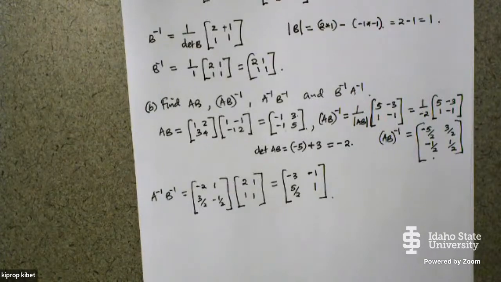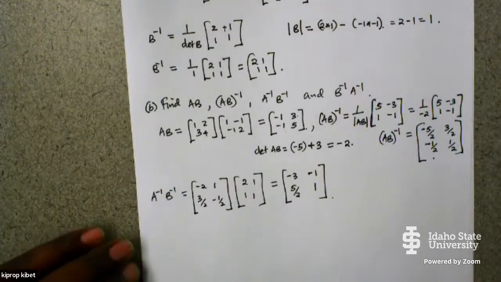So this is 6 over 3. 3 plus this is 3 minus 1 over 2. 3 minus 1 over 2.